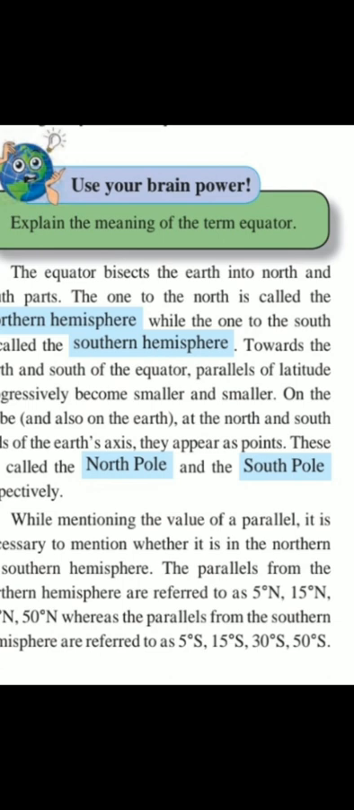The north and south ends of the earth's axis appear as points, and these are called the north pole and the south pole. The one on top is the north pole, and the one at the bottom is the south pole.